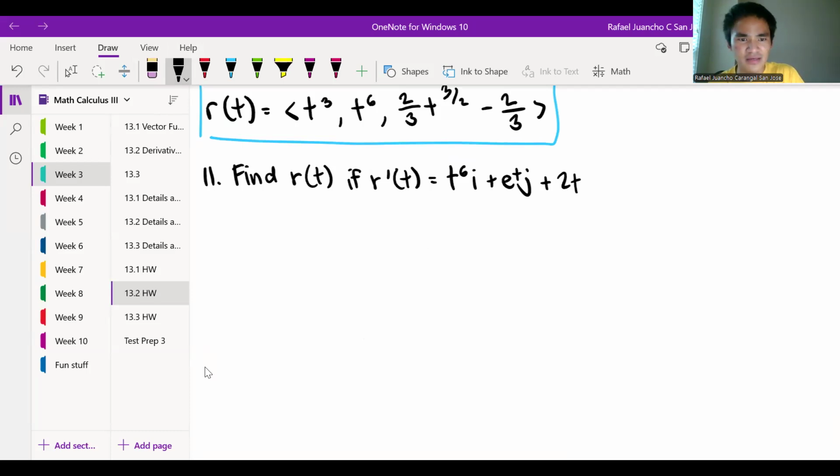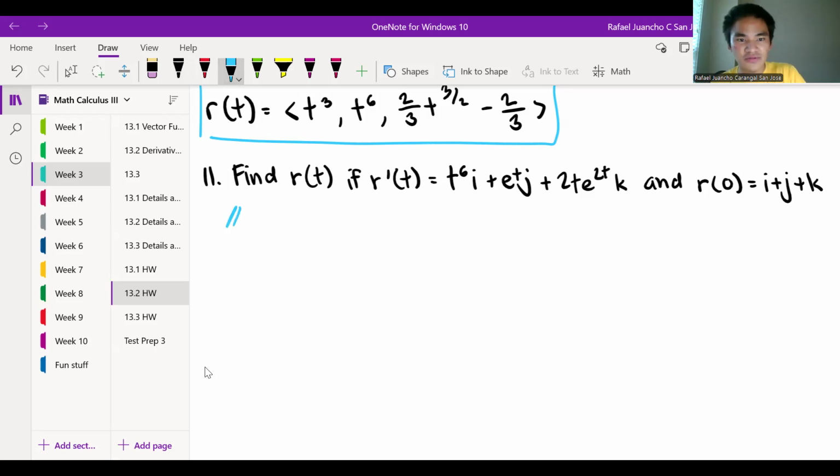To the power of 2t, k. And we're also given that r of 0 is i plus j plus k.